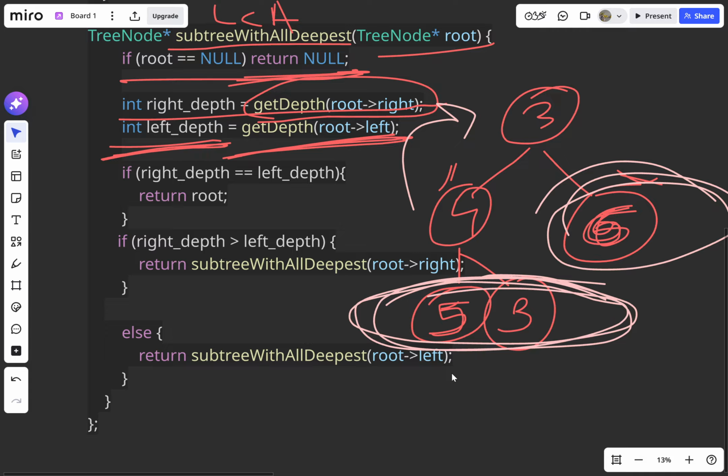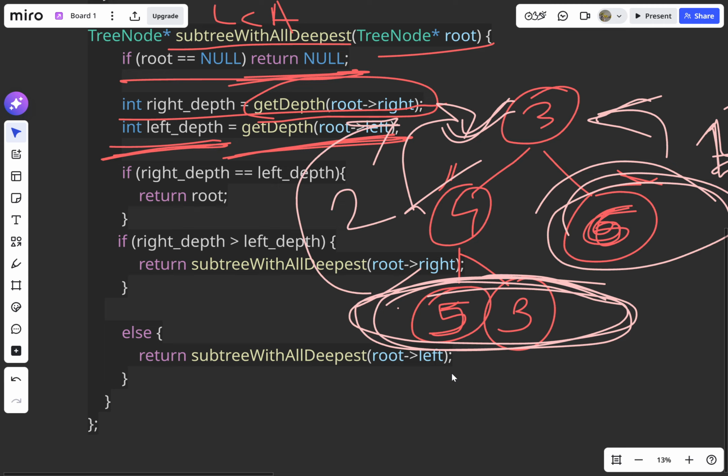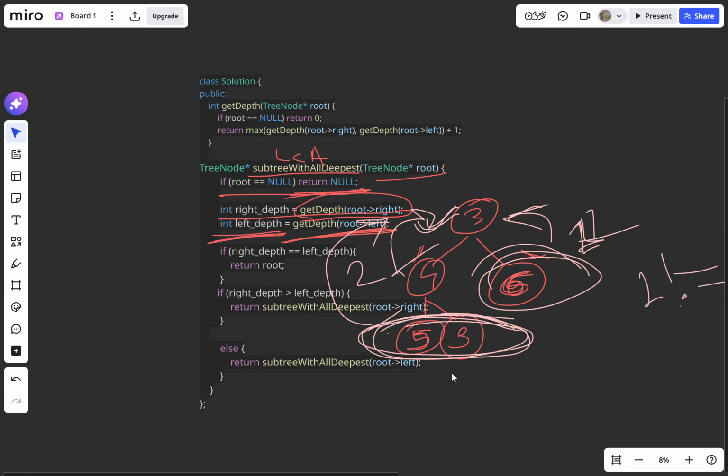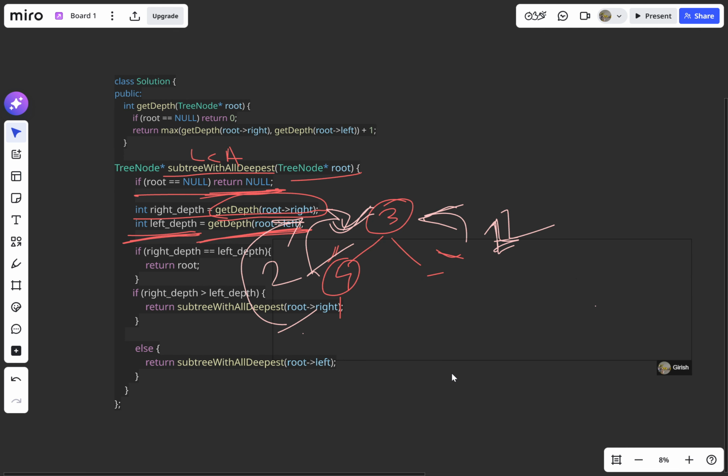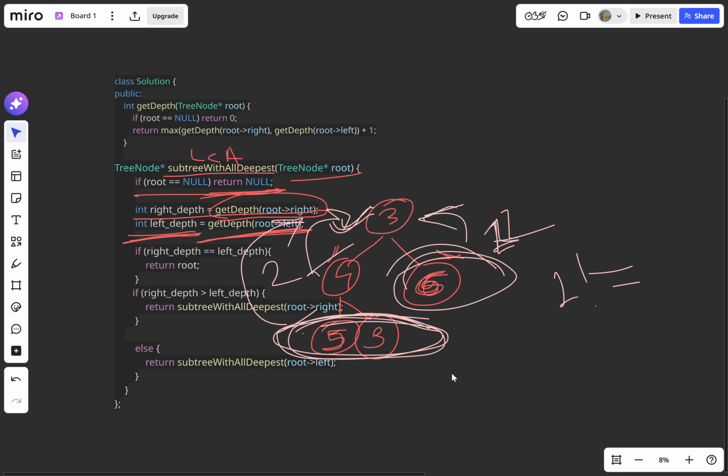But here the 6 is also a leaf node. So these 5 and 3 are the leaf nodes, and their depth with respect to the 3 is 1 and 2, but the depth of the 6 with respect to the 3 is only 1. So it will return 1 as a depth and it will return 2 as a depth. So 1 is not equal to 2 here. That's why this cannot be the lowest common ancestor.